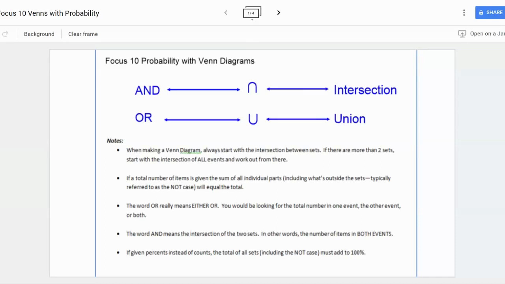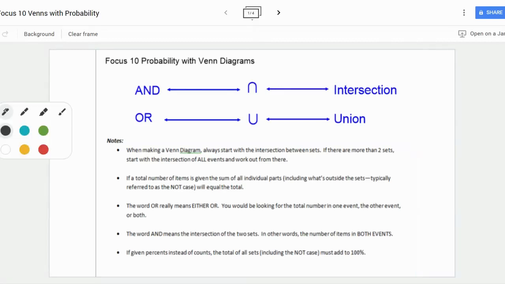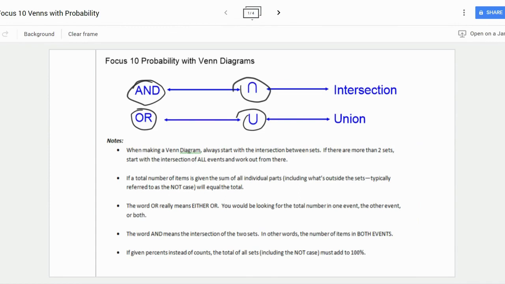Venn diagrams with probability. It's going to look very similar to the previous videos from Focus 9 if you watched those. The only new thing here is, one, we'll be doing probabilities, but two is some notation. When we see the word "and" and the word "or" that we talked about, they have symbols, specifically intersections and unions in math. They actually mean things. So "and" and "or" that we commonly use are actually an intersection and a union.